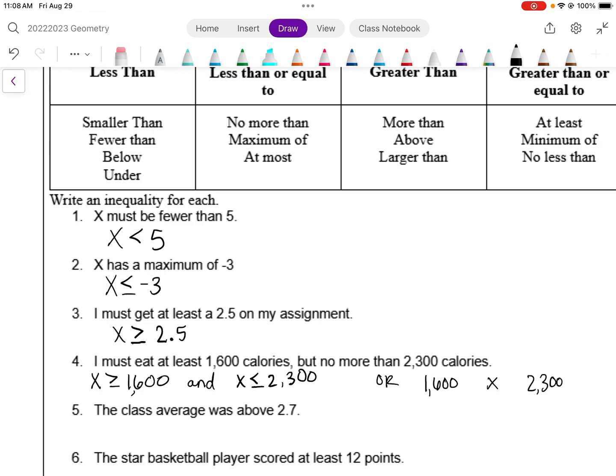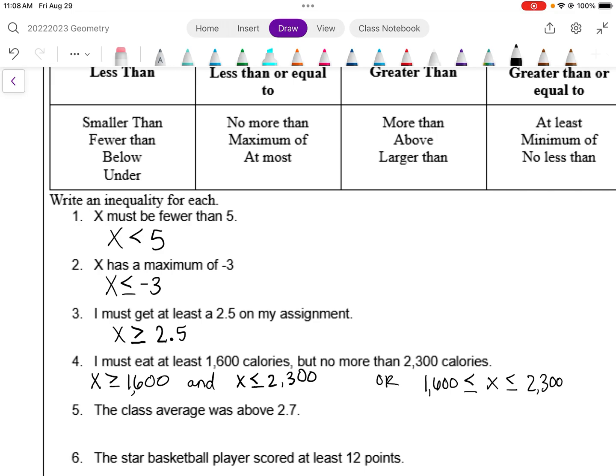And then when I'm doing my symbols, I just think, okay, X has to be greater than, so make the alligator eat the bigger number. I have to eat more than 1600 calories, but less than 2300 calories. So it looks like that. Either way is fine for now.